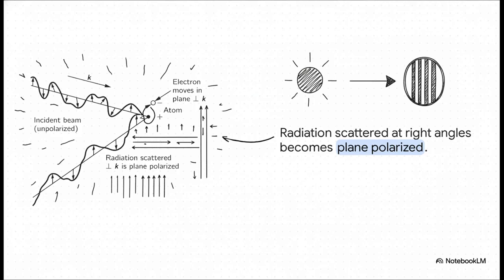Because that driven electron vibrates in the exact same direction as the incoming field, if we look at the scattered light from exactly 90 degrees to the beam, we're looking from an angle where only one plane of vibration is visible. So the light scattered at right angles is perfectly plane polarized.